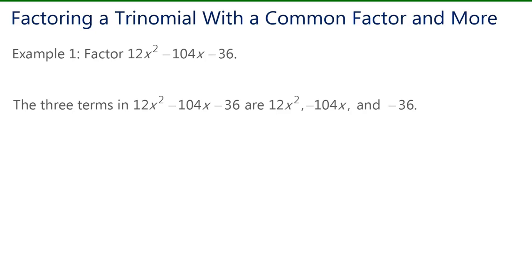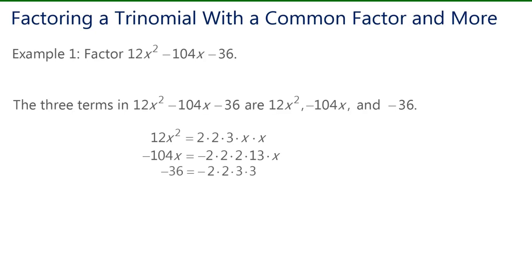The three terms in the trinomial are 12x squared, negative 104x, and negative 36. 12x squared can be factored as 2 times 2 times 3 times x times x. Negative 104x can be factored as negative 2 times 2 times 2 times 13 times x. Negative 36 can be factored as negative 2 times 2 times 3 times 3. The greatest common factor is 2 times 2, which is 4.